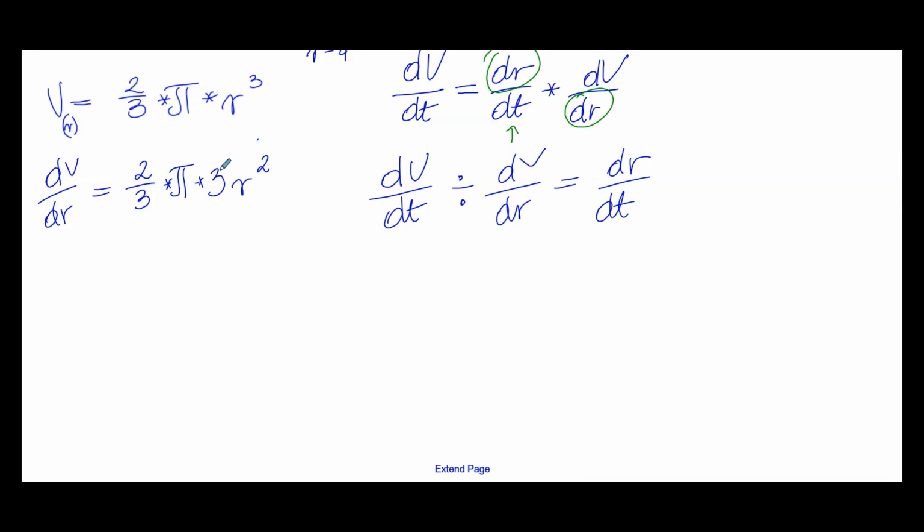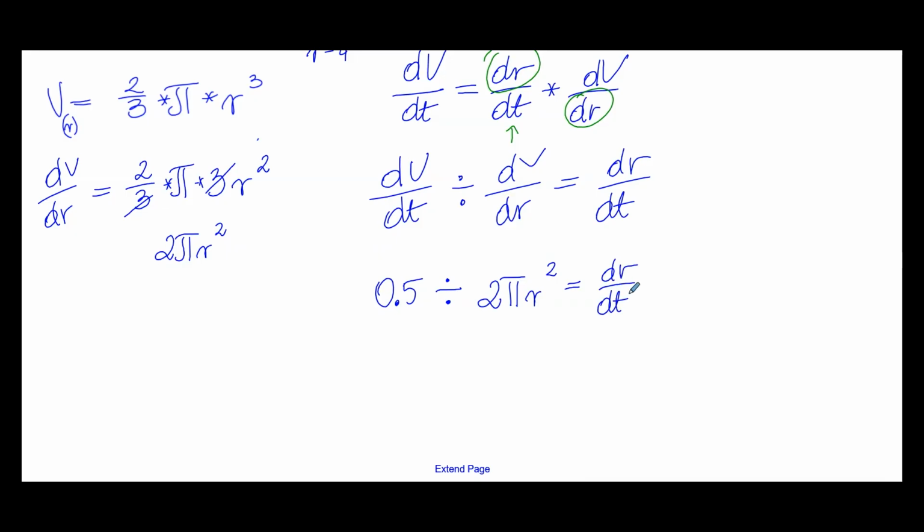Now here you can put all of that in the calculator, but what will happen here is that this 3 will simplify with this 3, and I'm going to be left with 2 pi r to the power of 2. So that will be my dv/dr. So dv/dt, they told me that's 0.5, and that will be divided by 2 pi r squared. And that's my dr dt.